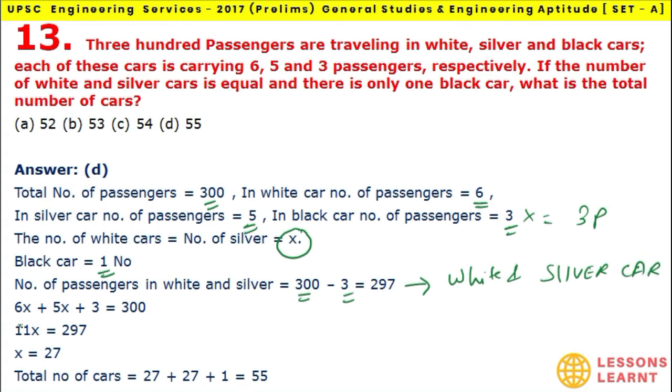With this equation we can see 6x, where 6 means passengers and x is the white car, plus 5 is the passengers in the black car. So 5x plus 3 is equal to 300. Solving this equation we get the value of x is 27. That means white cars are 27, silver cars are 27 and the black car is 1. So the total number of cars is 55. That means the answer is D.